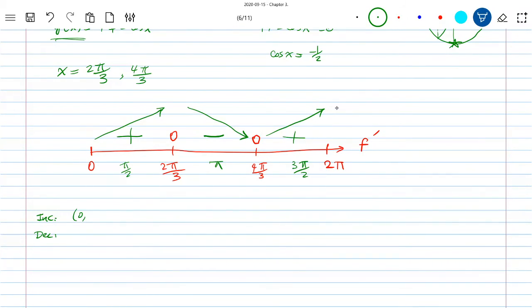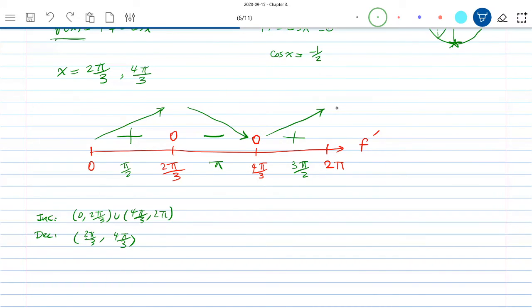Increasing is from 0 to 2 pi third, union 4 pi third to 2 pi. And decreasing is from 2 pi third to 4 pi third. By the way, this is not always alternating plus minus plus. That's not the case. You could have plus plus plus as well. You could have minus minus plus. Those are all possibilities. It's just that, because these functions are very simple, the derivative alternates.